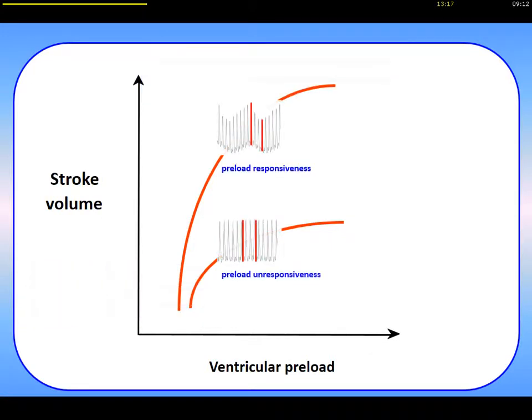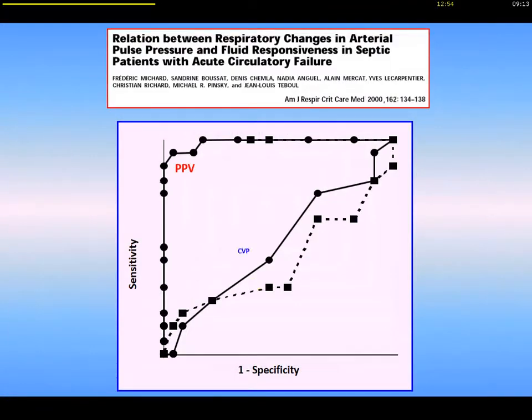And we can assume that if we have a high variation of stroke volume or pulse pressure, the heart is fluid responsive. If we have a low pulse pressure variation or stroke volume variation, the heart is fluid unresponsive. This is the hypothesis. And this hypothesis was confirmed in many studies. One of them, the first one for PPV, was this one.